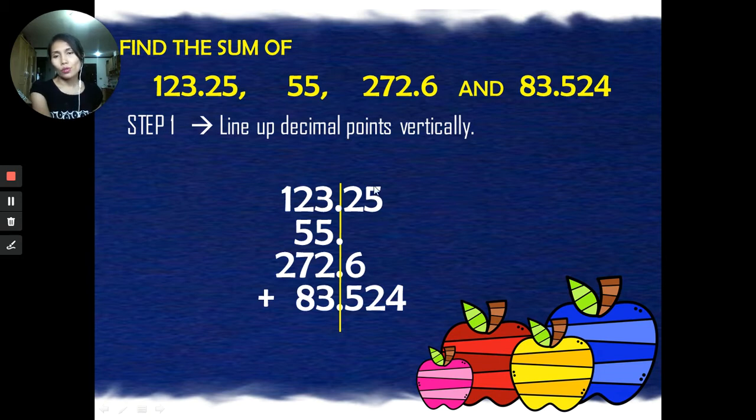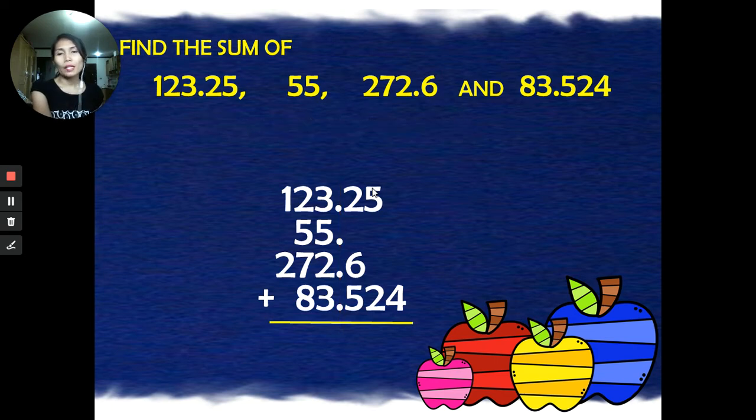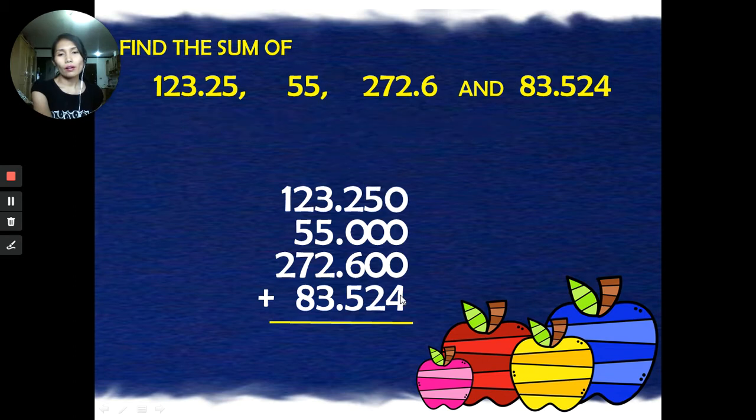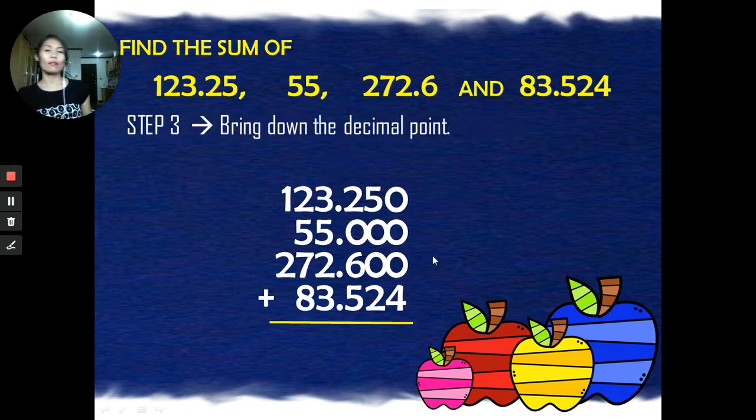So let's proceed to the second step now that we are finished lining up the decimal points vertically. Now let's have the step to add 0 to the blanks or empty slots. You see there are a lot of empty slots on the right side. On the left side, it's up to you if you want to put or not. Let's see. Put a 0 there, 0 there, 0 there, 0 there, 0 there, and 0 there. All right, now that we have full spaces.